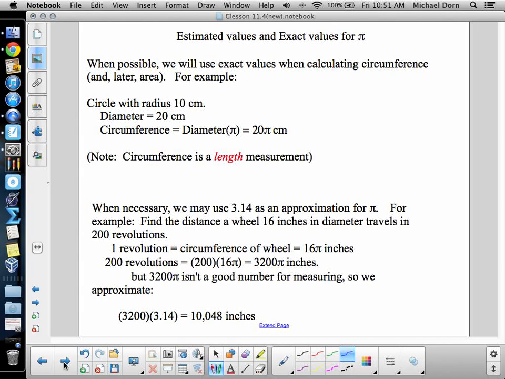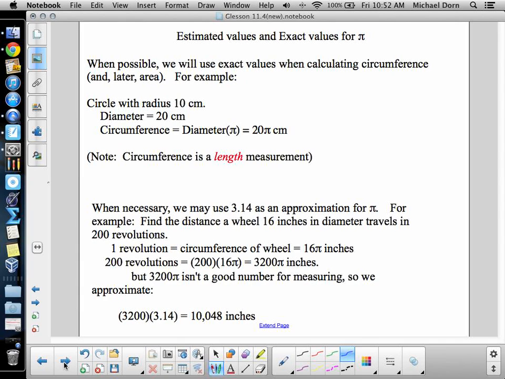When do we do that? When we're doing application or word problems in a lot of cases. When they're asking, how far does the wheel roll? For example, a wheel 16 inches in diameter travels 200 revolutions. How far did it go? Well, one revolution is the circumference of the wheel, which would be diameter times pi, 16 pi. 200 revolutions would be 200 times 16 pi, which would be 3,200 pi inches. But let's face it, 3,200 pi inches isn't a very good measurement for us. Because it's a real-world situation, we probably want to approximate. So I take 3,200 times 3.14, 10,048 inches.